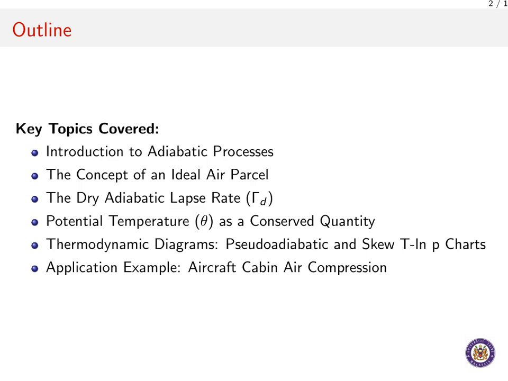From there, we will derive and understand the dry adiabatic lapse rate, which we call gamma sub d. This will lead us directly into a discussion of potential temperature, or theta, and why it is so important as a conserved quantity. We will also get familiar with some essential tools for atmospheric scientists, the thermodynamic diagrams, specifically the pseudo-adiabatic and Skew T log P charts. Finally, we will apply these ideas to a real-world example. What happens to the air that gets compressed into an aircraft cabin?